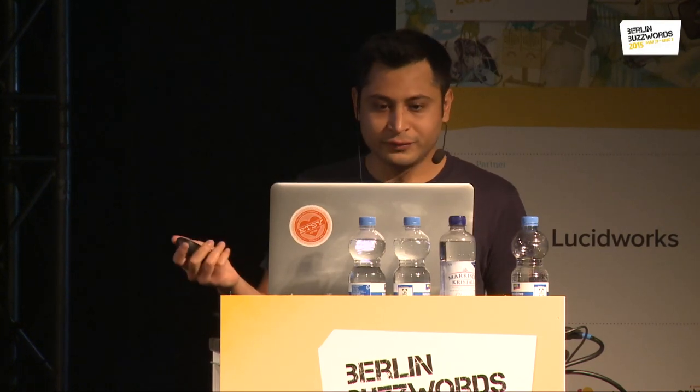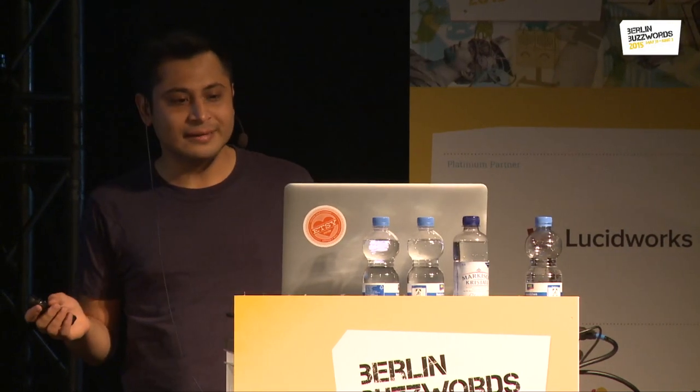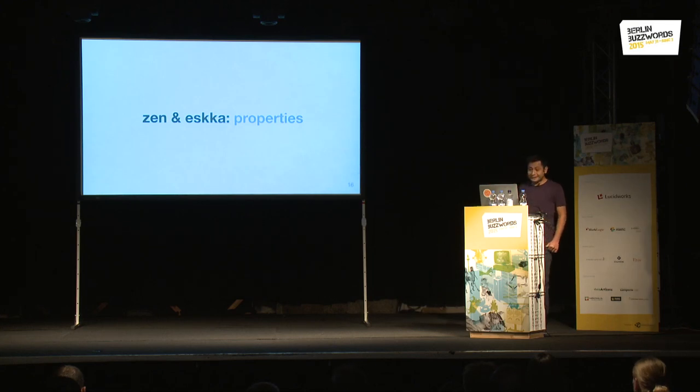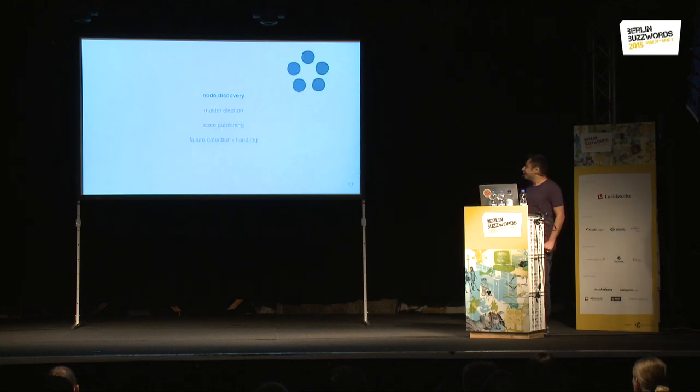So to give you an idea of the space for concrete implementations, I'll go over the properties of Xen and eskka along these dimensions that I just mentioned. And when it comes to Xen, if someone from Elasticsearch says that I'm lying, they're probably right. The best reference for Xen behavior is probably the source code, and I might have interpreted something incorrectly.